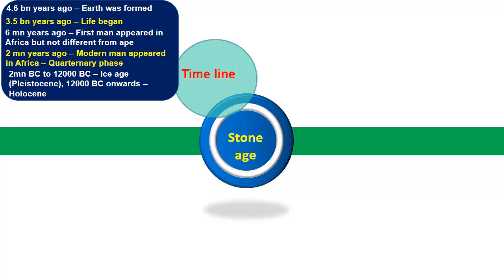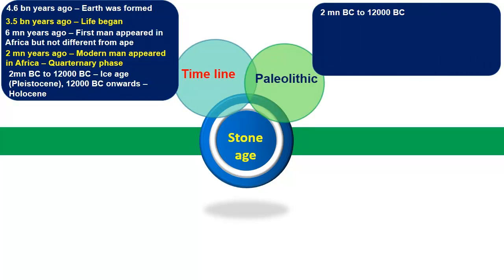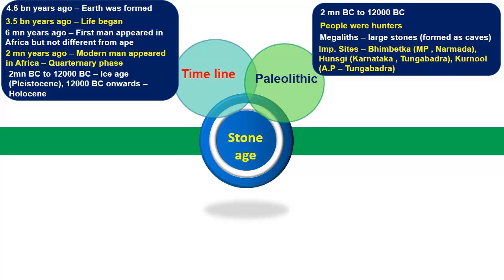Got it? Now Paleolithic, 2 million BC to 12,000 BC, people were hunters. Megaliths means large stones generally formed as caves where people used to live in those. Important sites of that period were Bhimbetka, which is in present day Madhya Pradesh, Narmada Valley में. Hanski, because they used to choose river valleys because it was easy, because water and all. So Hanski, present day Karnataka, Tungabhadra Valley or Tungabhadra River, and Kurnool, present day AP, again in Tungabhadra River.